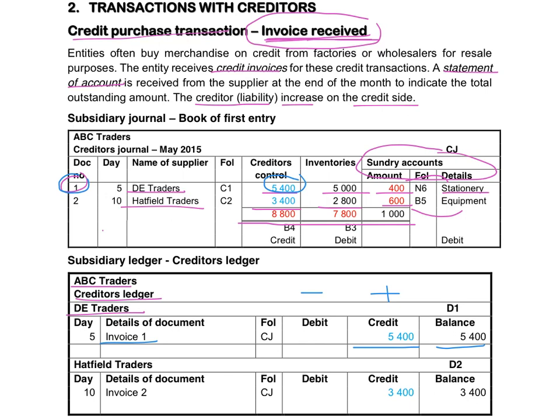If we look at Hatfield Traders, the date that this transaction took place was on the 10th. This is now my invoice, invoice 2. I indicate from which journal I posted it, and the total amount that we owe them is 3,400, and we will show that we owe them 3,400. The entries posted to the subsidiary ledger, creditors ledger or debtors ledger, are done on a daily basis so that you can see immediately how much money is outstanding to this creditor.